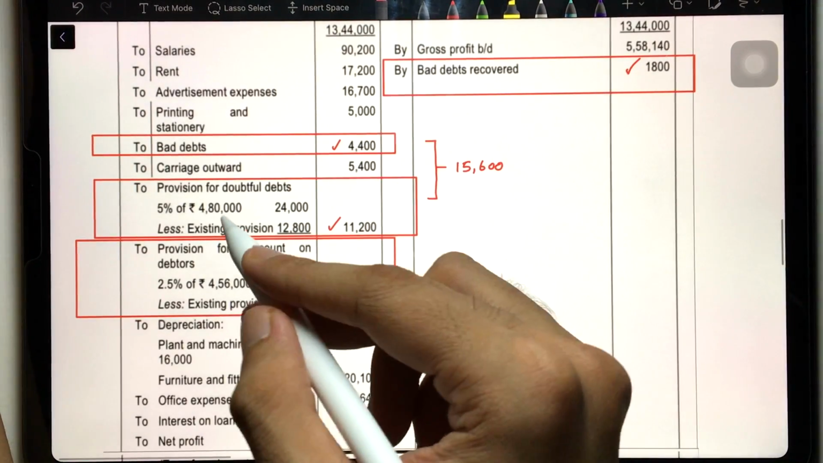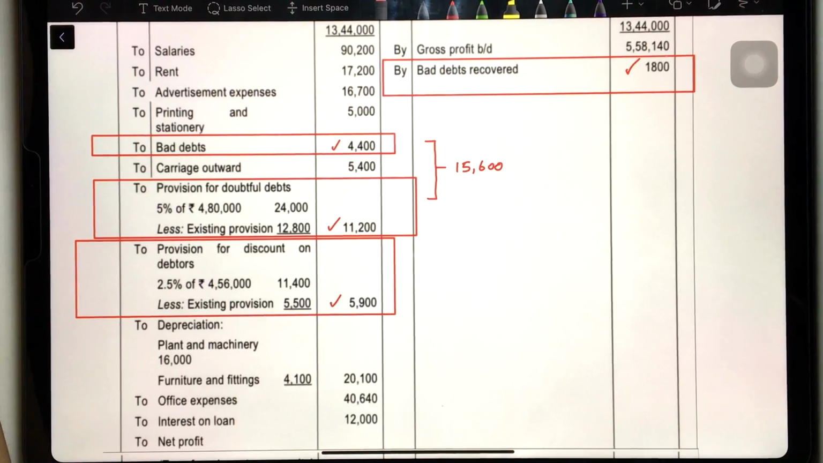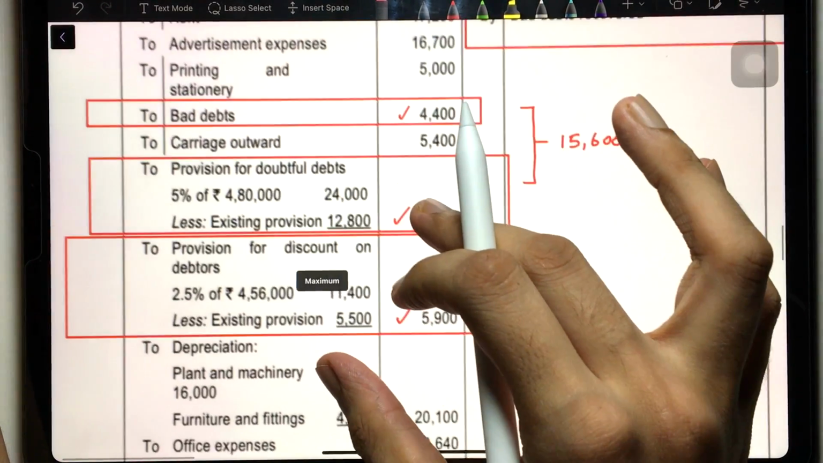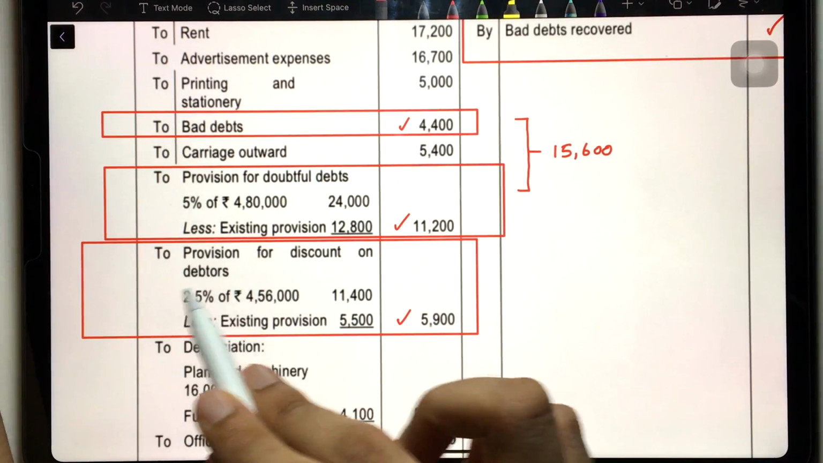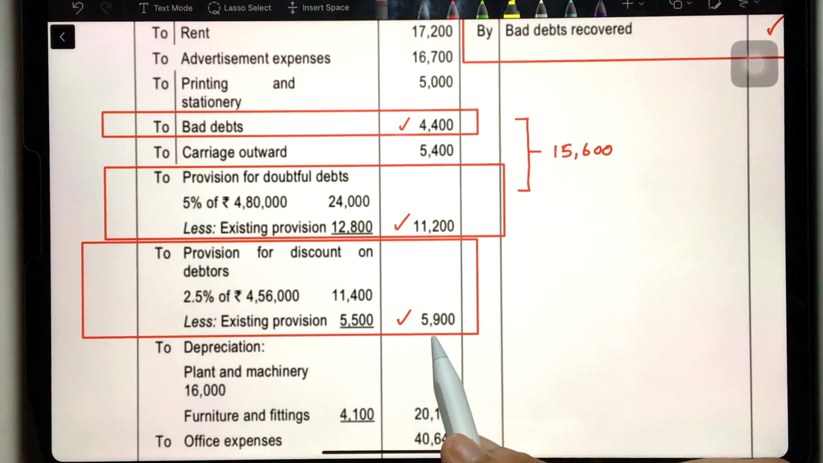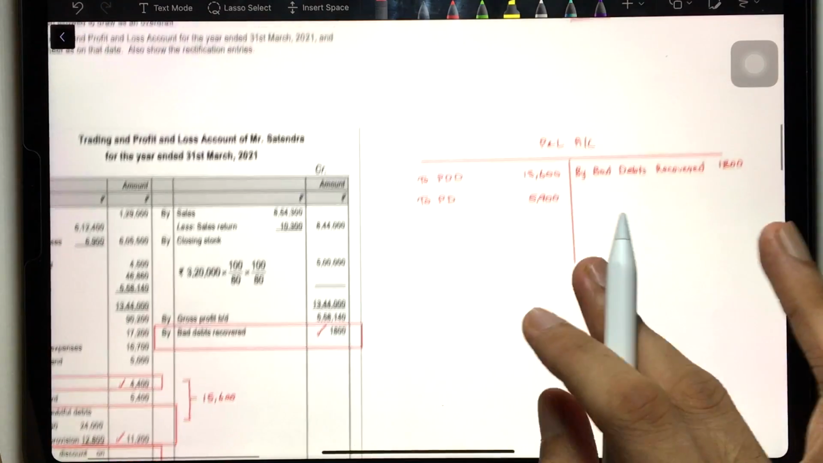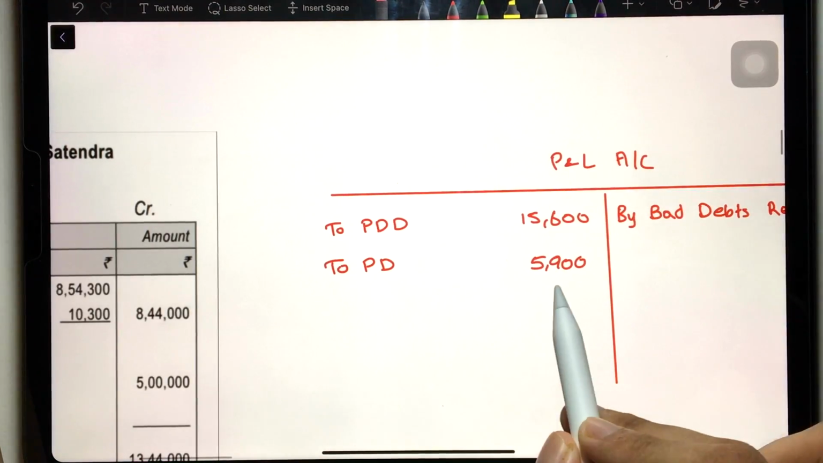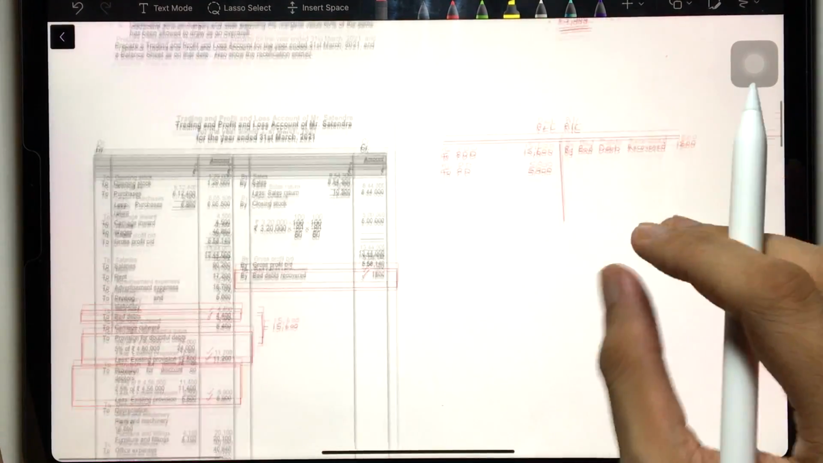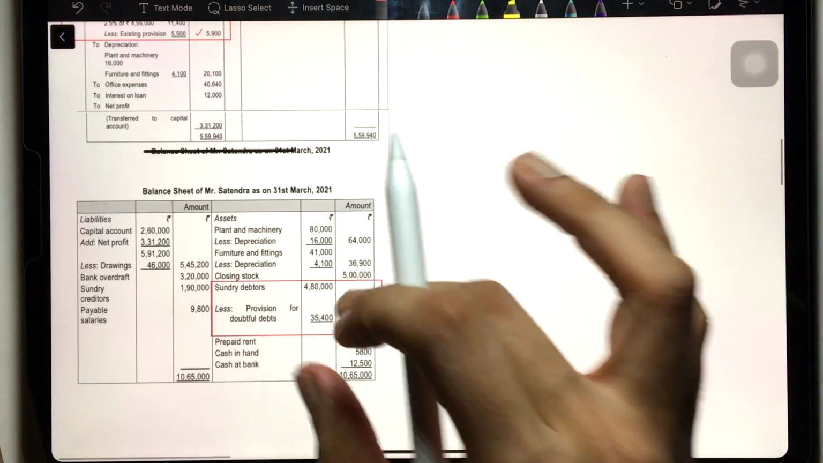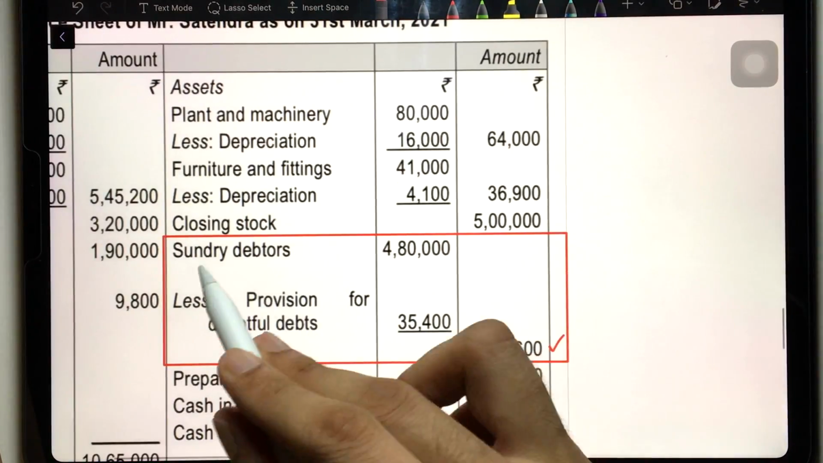Okay. And there is a little bit of shortcut over here. We also have a shortcut. I will just show you the shortcut also. So now see here. Then discount on debtors. Now discount on debtors, the same thing. 5,900 to provision for discount. 5,900. Clear? Easy.